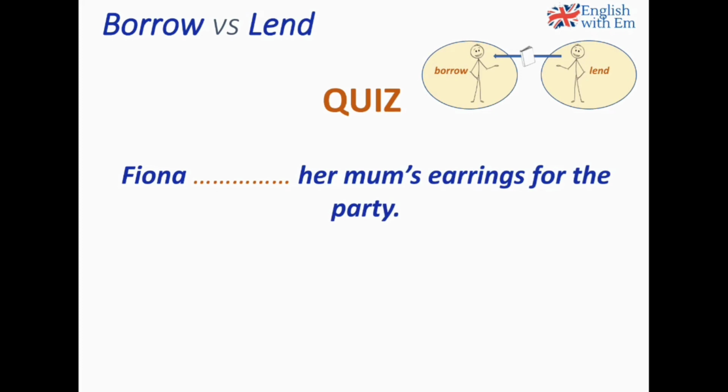Fiona, her mum's earrings for the party. Borrowed. So again, we're in the past here, and the earrings don't belong to Fiona. So Fiona can't lend the earrings. She has to borrow them because they belong to her mum.